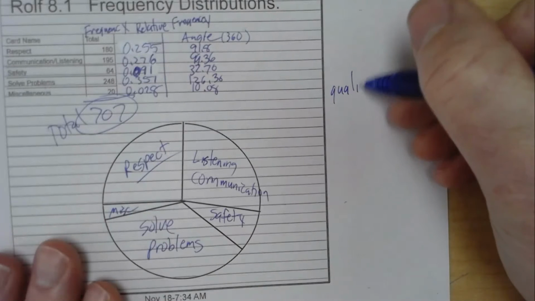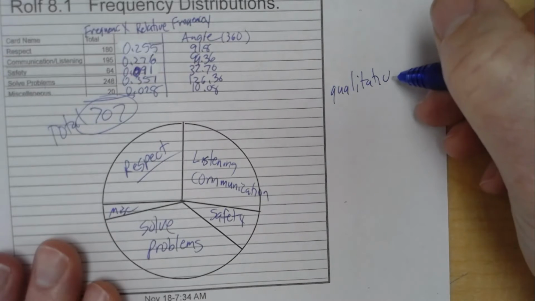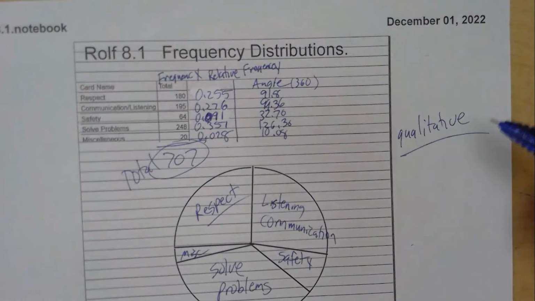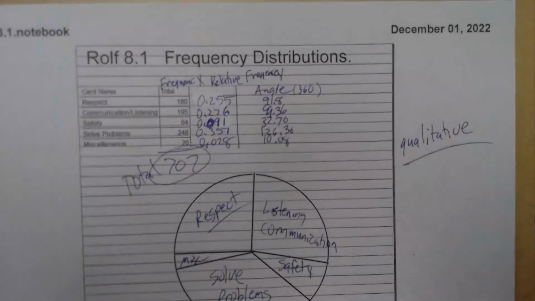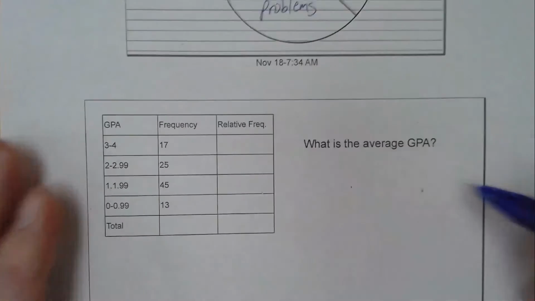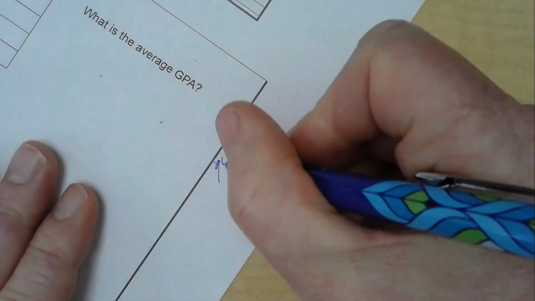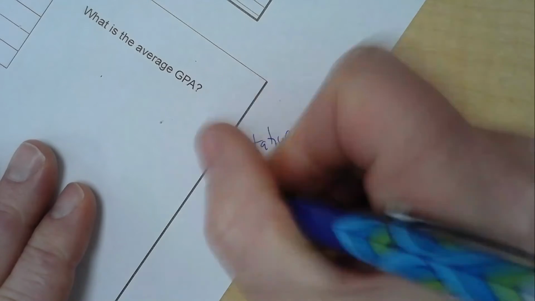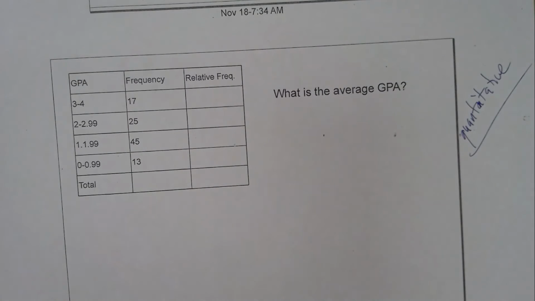This kind of data is called qualitative. Qualitative data is the quality of it, like the color of hair, or it's some attribute, like you're being respectful. Okay. Down here, we're doing GPAs. This is quantitative data. So quantitative data is a quantity, a number.